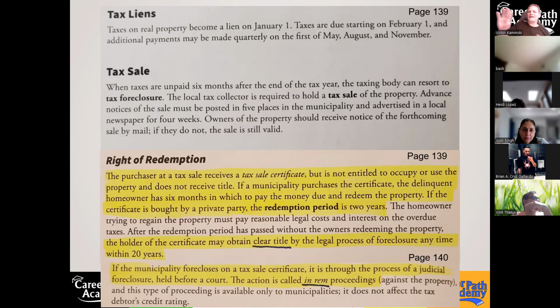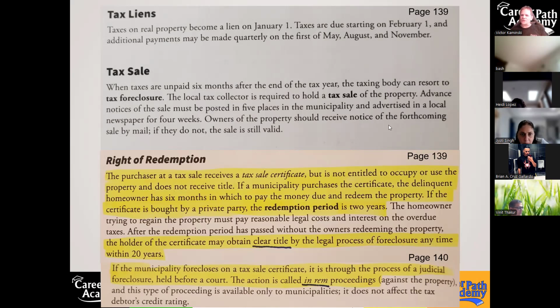Okay, so questions here. Let me get to them one more time. Let's just do a little recap. When taxes are unpaid for 6 months after the end of the year, the taxing body can resort to a tax foreclosure. The local tax collector is required to hold this tax sale of the property. Advance notices of this sale are posted in 5 places in your municipality: City Hall, the courthouse, the library. They will post up these signs, okay? In case somebody grabs one of them and takes it off the wall, well, they posted it. So they also have to post it in the local newspaper for 4 weeks.